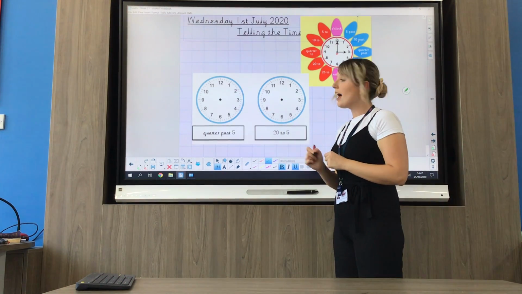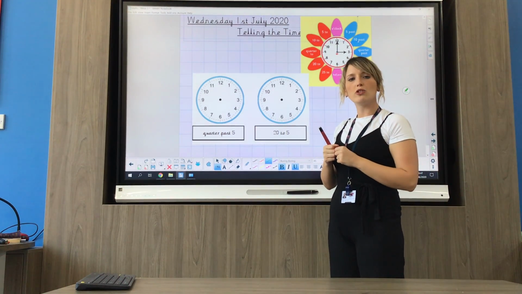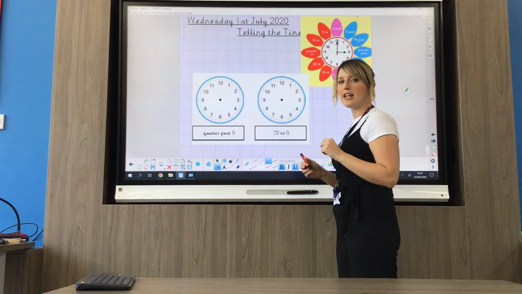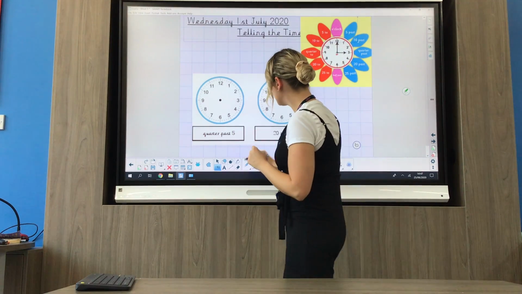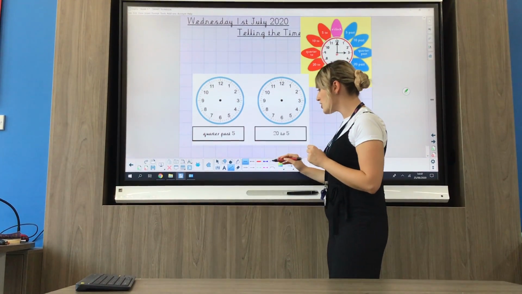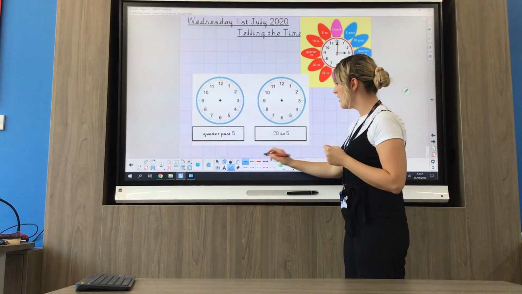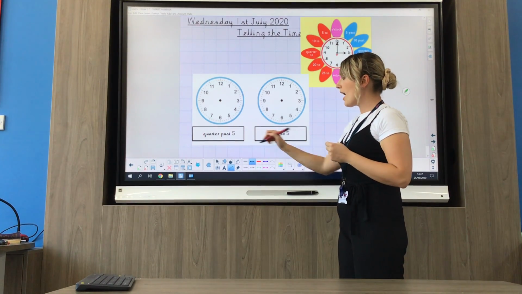And some of you, I've got an activity where you've got to draw the hands on the clock. So you've got blank clocks, you've got a time underneath, and you've got to draw your hands. It would be helpful if you've got a ruler. If not, just try and be as straight as possible, that's fine. I'm going to look at the first one.